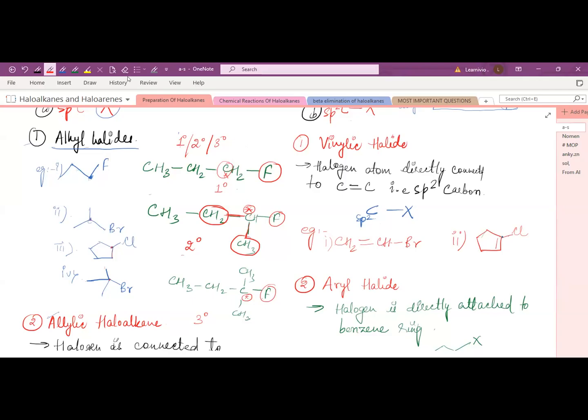Very good. You can write down. And after writing, tell me the degree of all the examples: first, second, third, and fourth. You have to tell me the degree of each one.